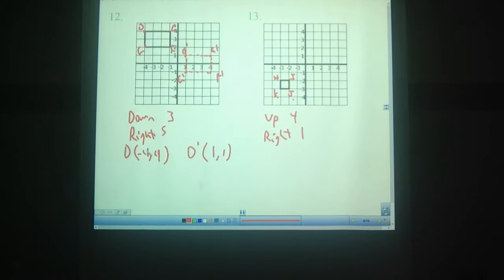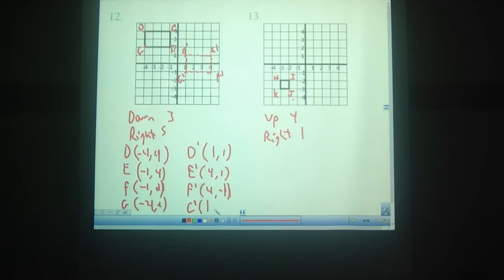Notice 1, 5 more than that negative 4. Then the one here, 3 less than that positive 4. D prime and D. E is at negative 1, 4. E prime is at 4, comma 1. F, negative 1, 2, F prime, 4, negative 1. G, negative 4, comma 2, G prime, 1, negative 1.